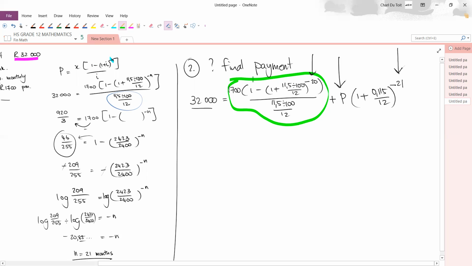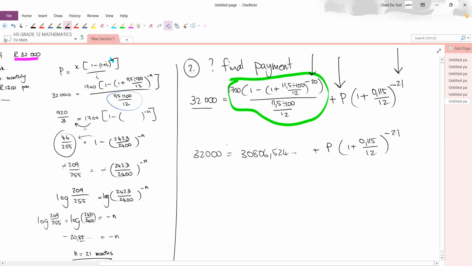So that was 30,806 Rand. So I'm just going to write it here. You don't have to write it. You can just do the calculation immediately. But I'm going to show you. This is 32,000. And this amount is 308.6524 whatever, plus that P1 plus 0.115 over 12 to the power of minus 21.